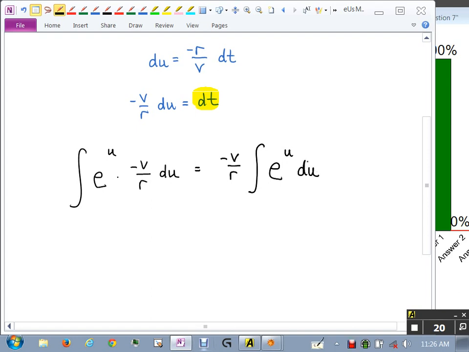And that's one of your antiderivatives that you all just need to know, right? That's on your table of integrals. The antiderivative of e to the u is itself, plus a constant. So I'm going to get negative v over r e to the u, plus a constant.